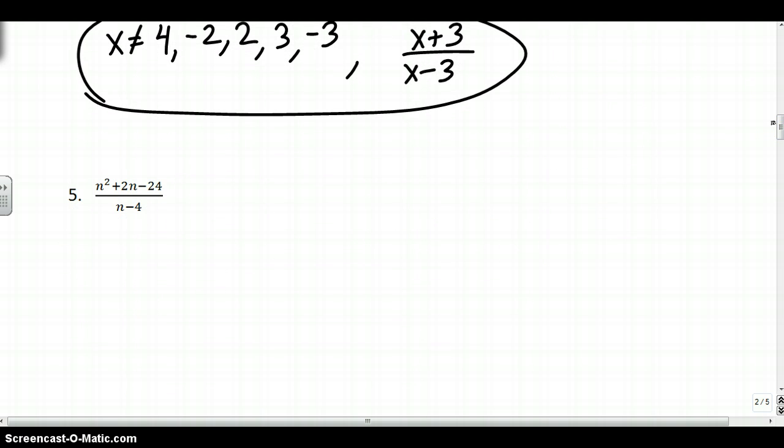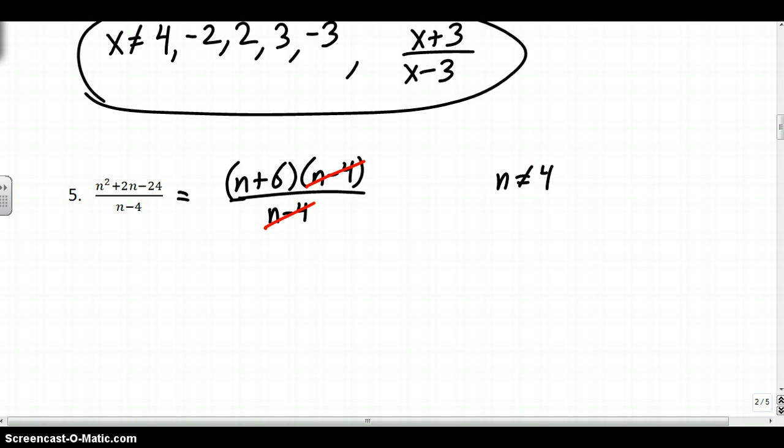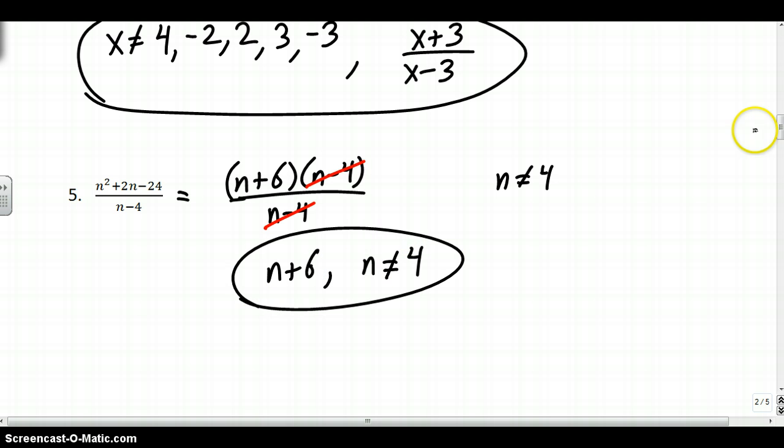Number 5, n squared plus 2n minus 24 over n minus 4. This is pretty straightforward. No multiplying or dividing. So, what multiplies to negative 24 and adds to 2? Well, that would be n plus 6 and n minus 4 over n minus 4. What can n not be? You only have to check the denominator. N can't be 4. And go ahead and cancel. So you're just left with n plus 6 as long as n is not 4. Pretty straightforward.